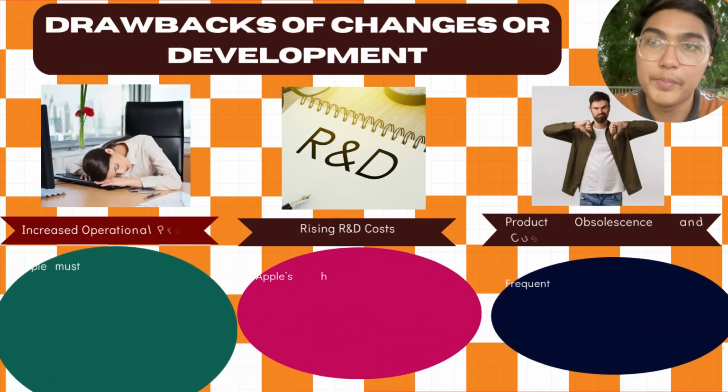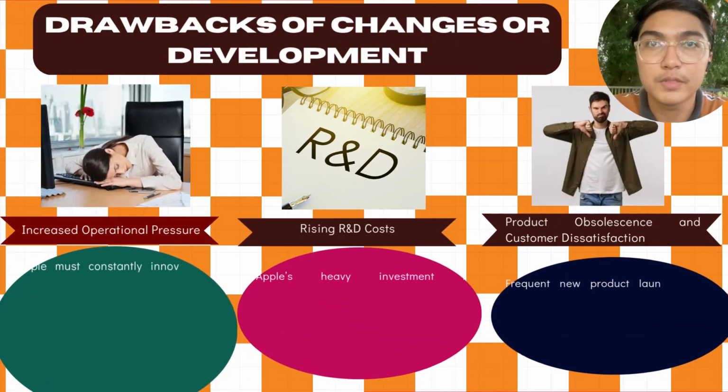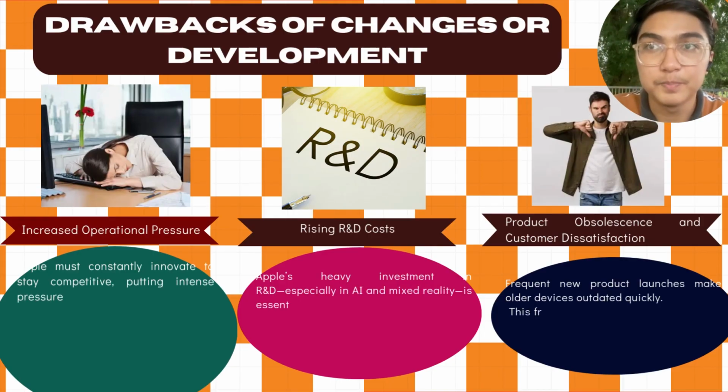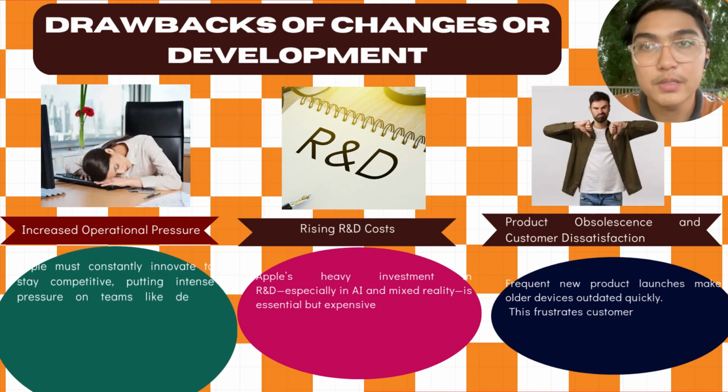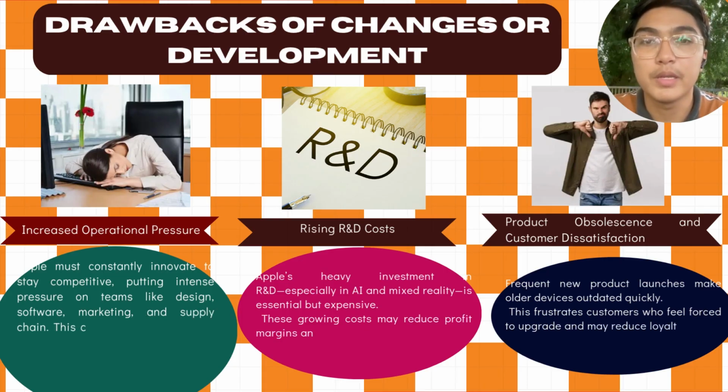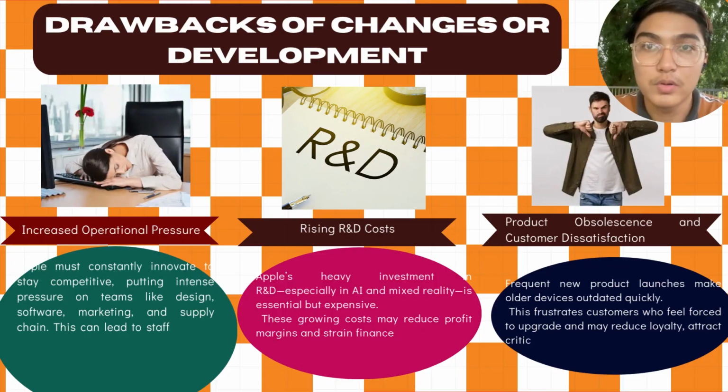There are three examples of the negative side of technological development. First is the increased operational pressure. Apple operates in an intense market where technological innovation is not an advantage but a necessity. The need for constant innovation places heavy demands on Apple's internal teams.